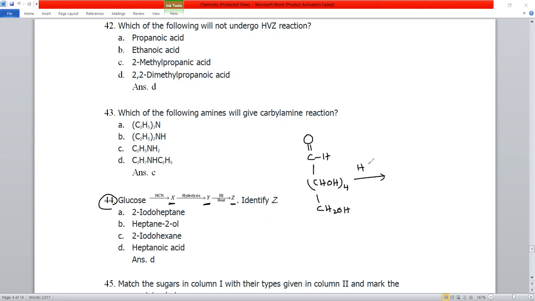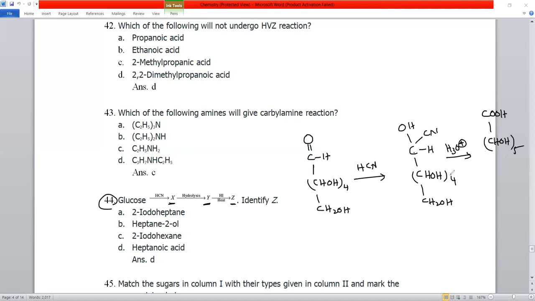On treatment with HCN, what will happen? Nucleophilic addition reaction is taking place. We'll get glucose cyanohydrin. CHOH taken 4 times and here CH2OH. This on hydrolysis, cyanide is converted to carboxylic acid, right? And CHOH taken 5 times here. Why? Because here CHOH is there, here CHOH. Total 5 times, and CH2OH. So this is the X compound we have got.